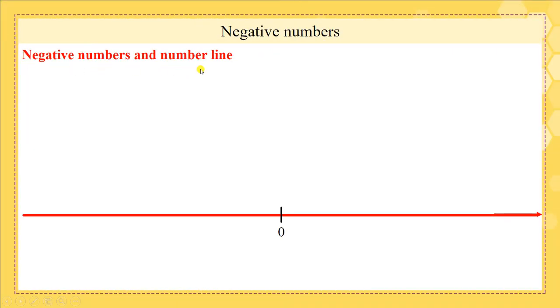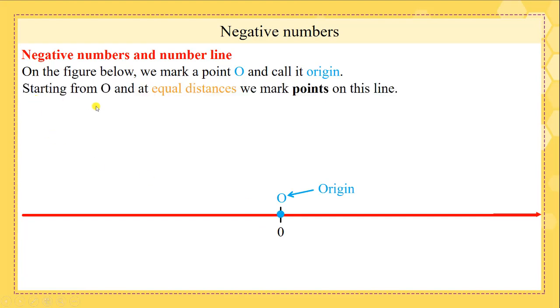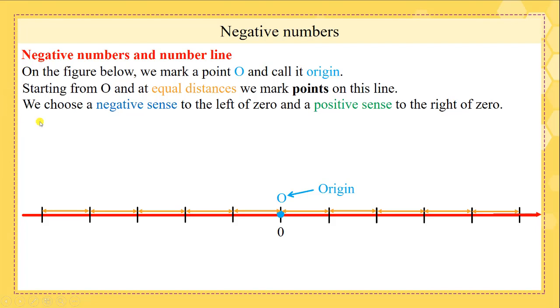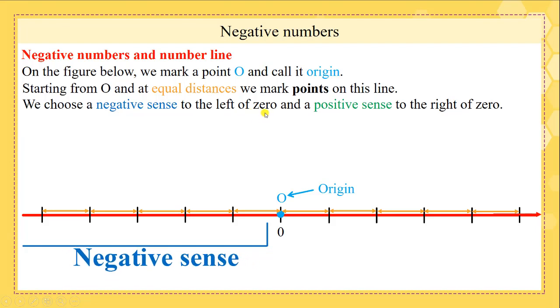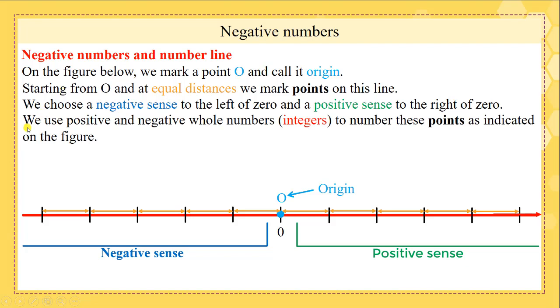Negative numbers and number line. On the figure below, we mark a point O and call it origin. Starting from O and at equal distances, we mark points on this line. We choose a negative sense to the left of 0 and a positive sense to the right of 0. We use positive and negative whole numbers, integers, to number these points as indicated on the figure.